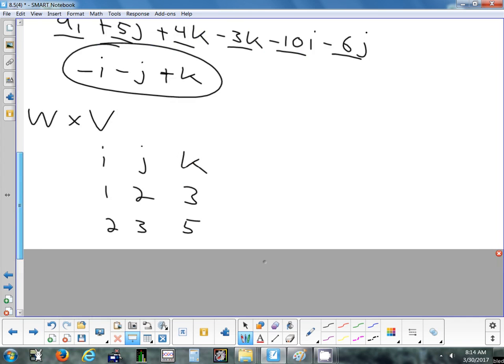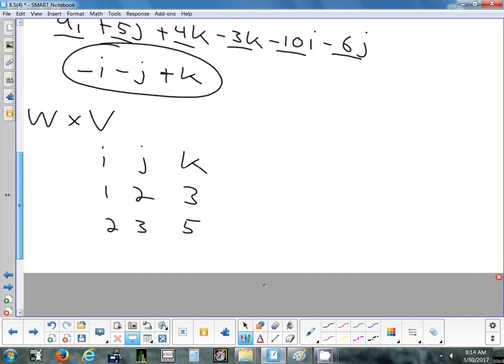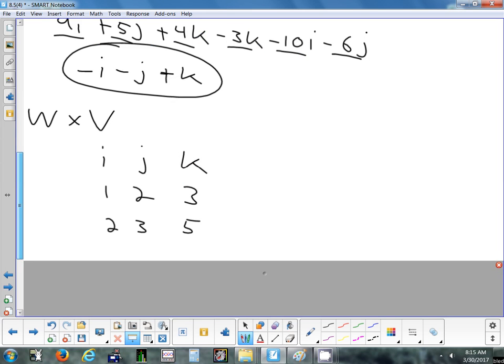No. Once you do this one, you'll never have to do this again. If you know V cross W, you already know W cross V. It's going to be the inverse, or the opposite. The opposite? Operations will be the opposite. So like it would be positive i plus j minus k. All right, well, let's do it and see if that's what happens.